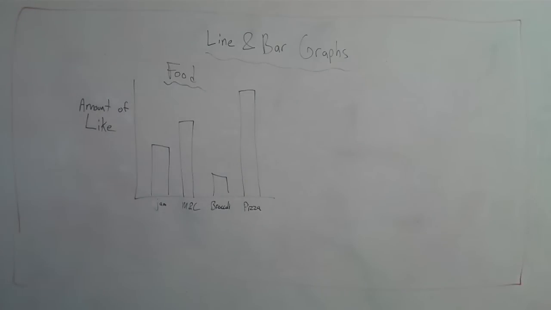Now this isn't a very good scale, but we'll call it the amount of like. The amount you like something. The amount I like jam is about this much. Mac and cheese, about this much. Broccoli? Meh. Pizza? Through the roof. Now is this a bar graph or a line graph?